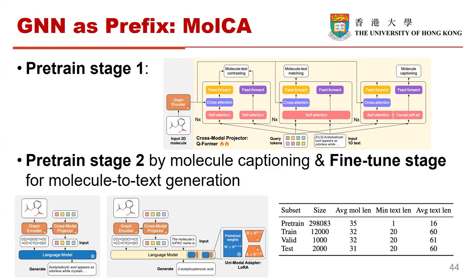The stage two pre-training task is to use the structure and text pairs, the graph structure pairs, to inject the structure understanding and molecular understanding ability into the LM. And the fine-tuning task here has an architecture similar to stage two. The difference is the data, and it uses the downstream task data for instruction tuning of the whole architecture of MolCA. And that is the related work of the GNN prefix.